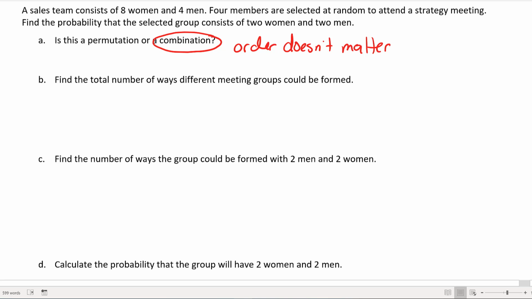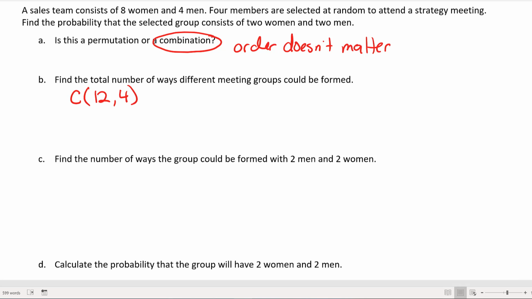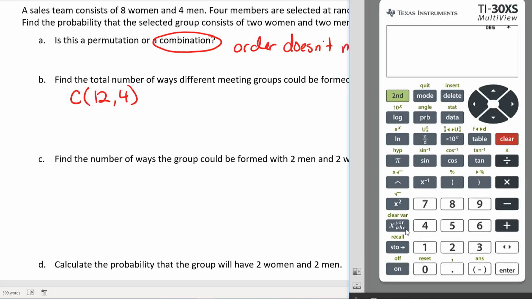Part B, find the total number of ways different meeting groups could be formed. So we are trying to take a combination of, we have a total of 12 people and we need to choose 4. For this part, we're not worried that we're trying to get 2 men and 2 women. We're just trying to figure the total number of ways we could pick 4 from 12.